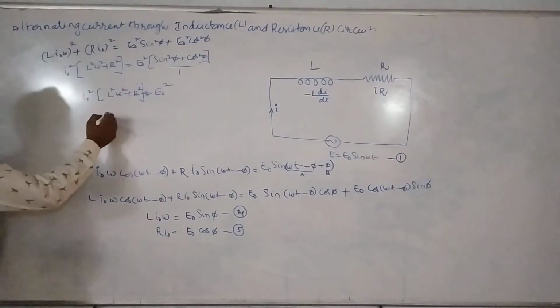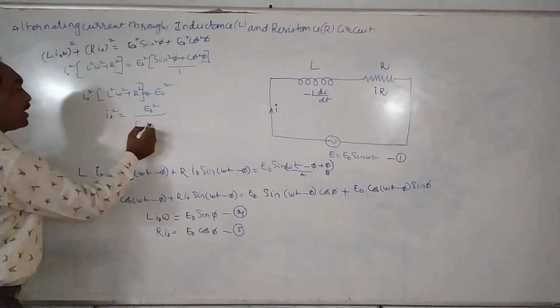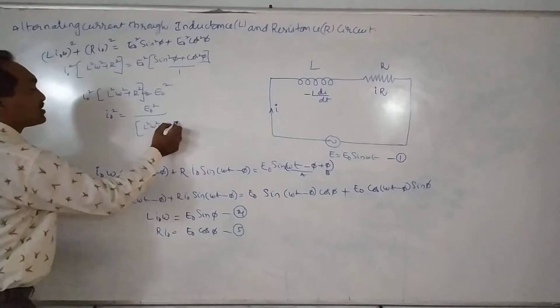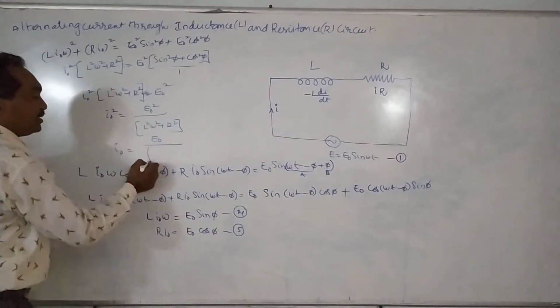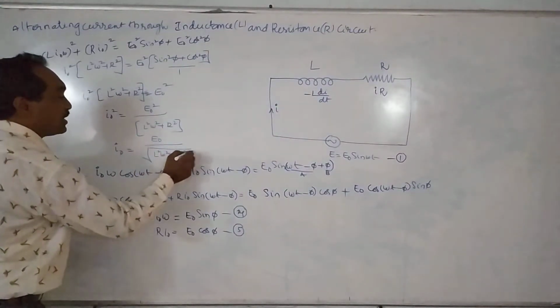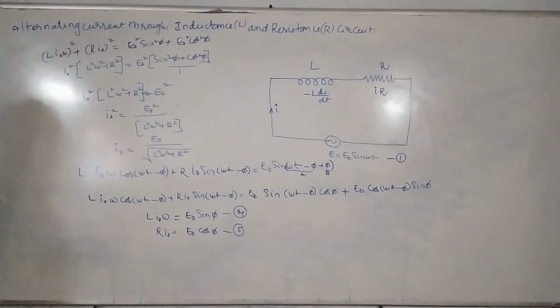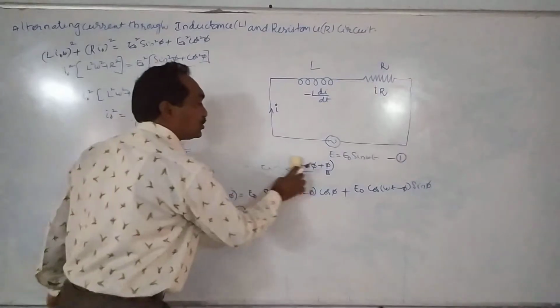That is, I₀² is equal to E₀² by (L²ω² + R²). That is, the value of I₀ is equal to E₀ by the square root of (L²ω² + R²). That is the maximum value in that cycle, the maximum current in that cycle.